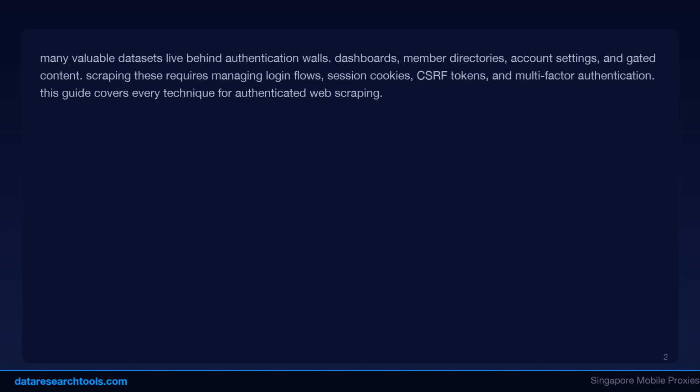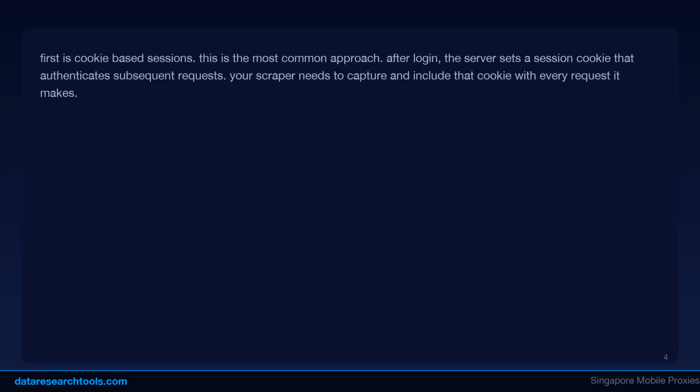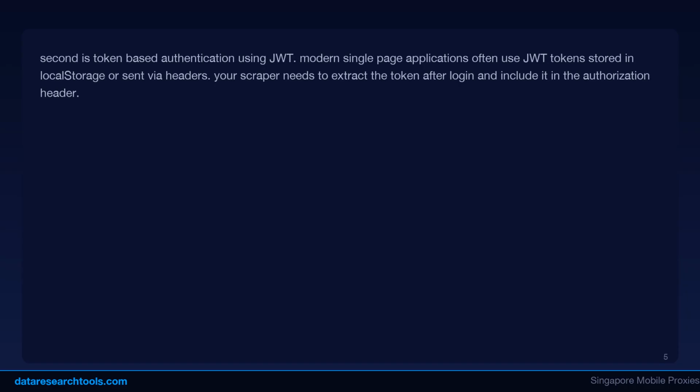When you log into a website, the server creates a session and gives you a session identifier, usually stored as a cookie. Every subsequent request you make includes this cookie, which tells the server you're authenticated. The basic flow is you submit credentials via a login form. The server validates them and creates a session. The server sends back a session cookie. Your browser includes this cookie in every future request, and the server recognizes you as logged in.